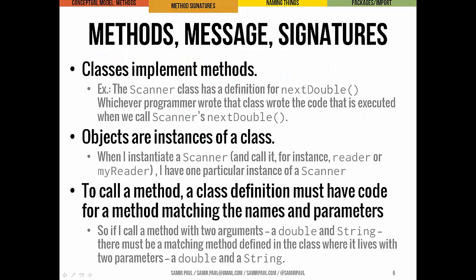Key idea here, right? A particular class implements a particular method. And really what that means is for a particular class, we can have a definition of a method. So an example of this is in the Scanner class, we have a method called nextDouble. Whoever was writing the Scanner class over at Oracle or wherever wrote a definition of what the nextDouble method does and how it does it. Then what we do is we create an instance of a class or an object. So when I instantiate a Scanner object, I have one particular scanner. And then I can call a method from that particular instance of the Scanner class.